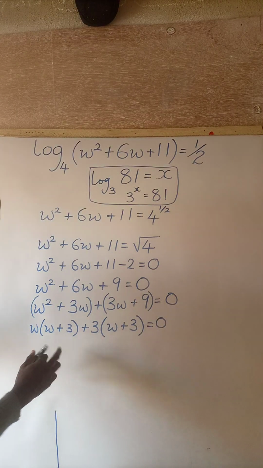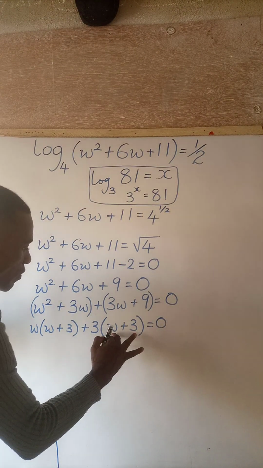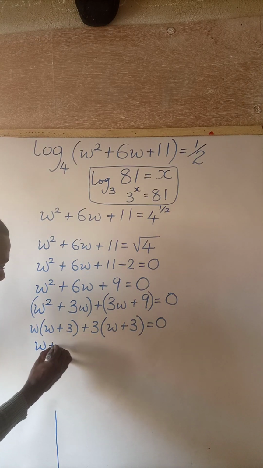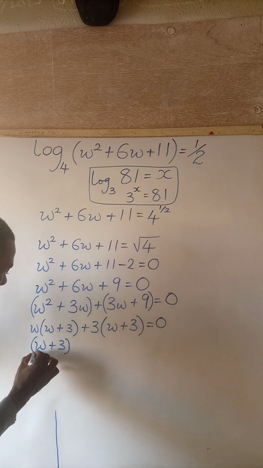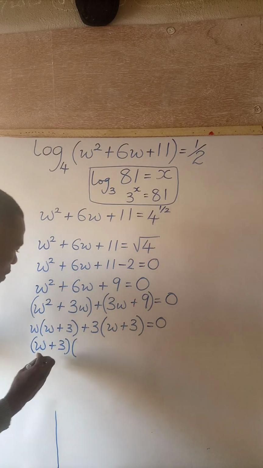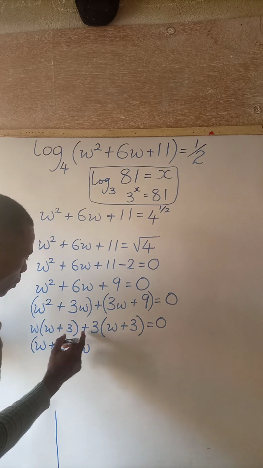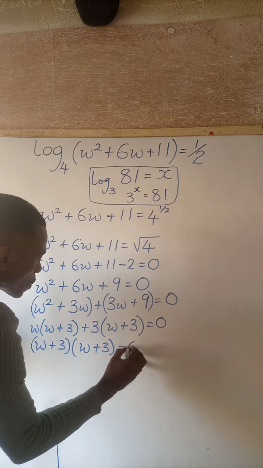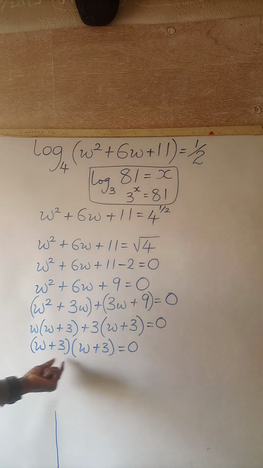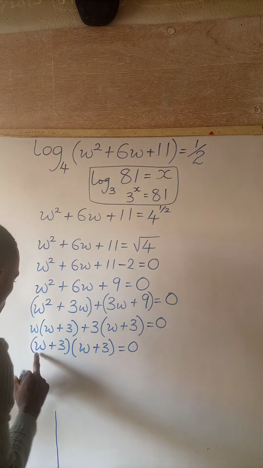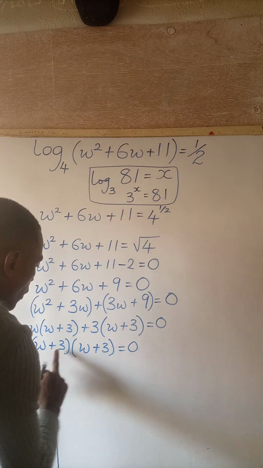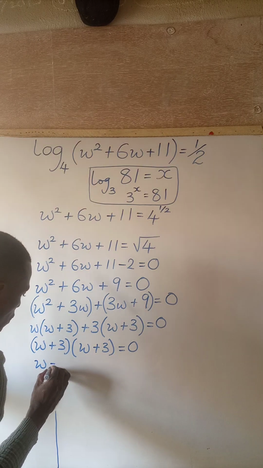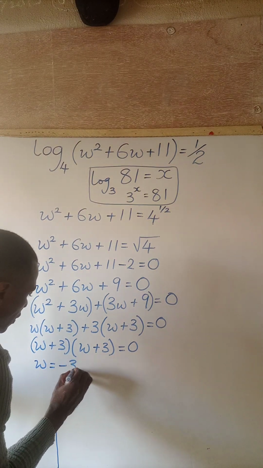Equal to 0. Now, when you look at this, you will observe that what we have in the bracket here is exactly what we have in the bracket here. So I will select one of the brackets, which is w plus 3, all in bracket, and the values outside the bracket, which is w plus 3. Bracket closes, equal to 0. So I will now equate each bracket to 0, which is w plus 3 is equal to 0. When this plus 3 crosses the equality sign, the sign will change to minus, so we now have minus 3.